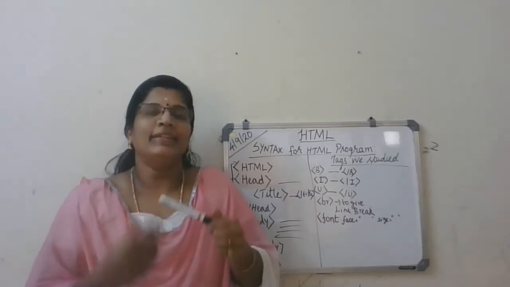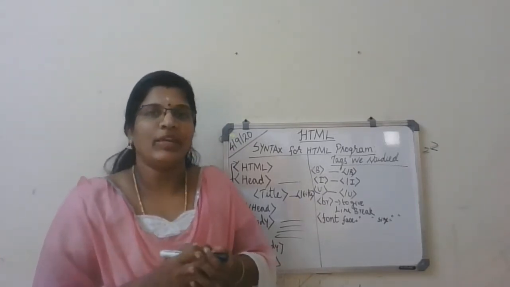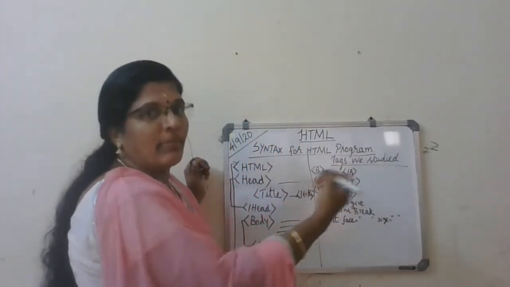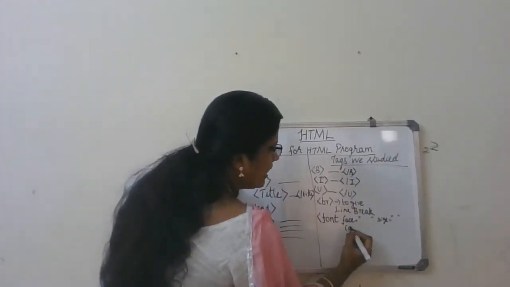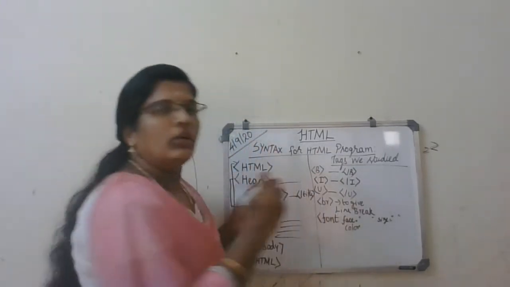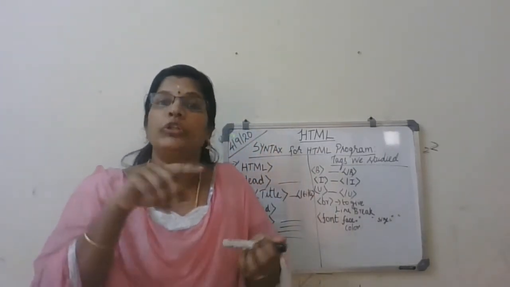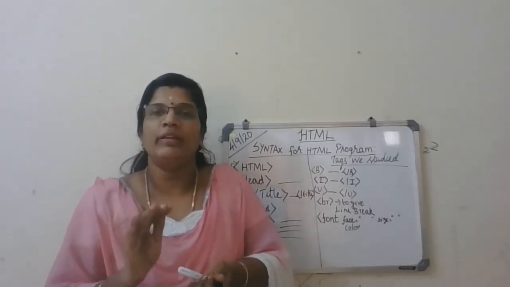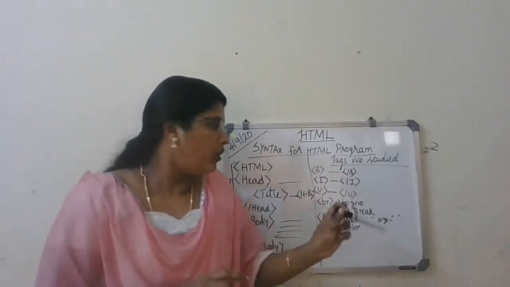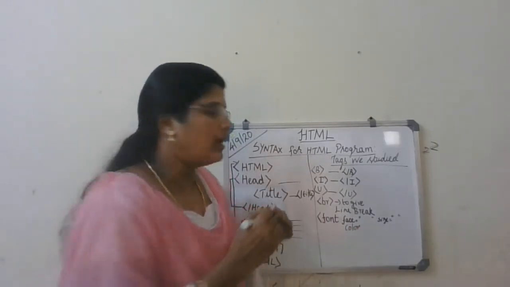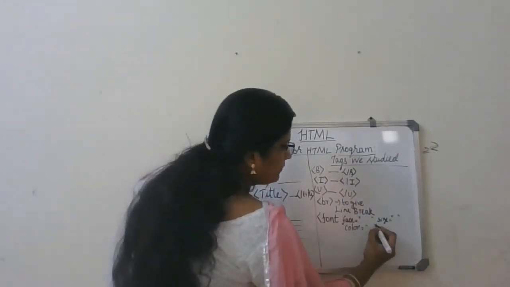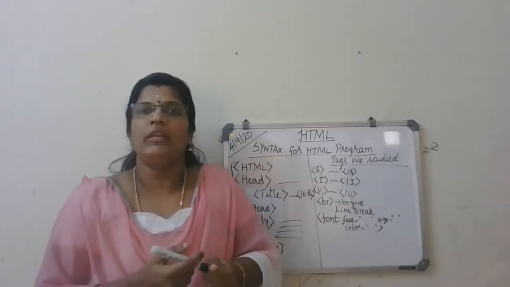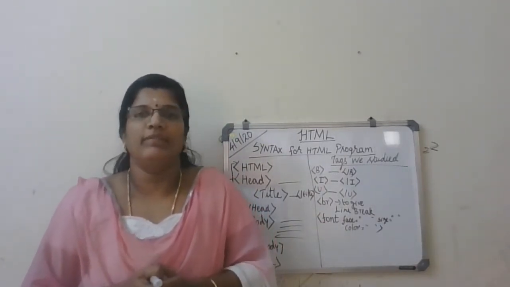Fine. Then the third one is color. I don't have space, so I'm writing it in the next line. Color, C-O-L-O-R. Don't make it C-O-L-O-U-R, then it won't work. So color is equal to any color: red, blue, violet, green, white, black, anything you can give.